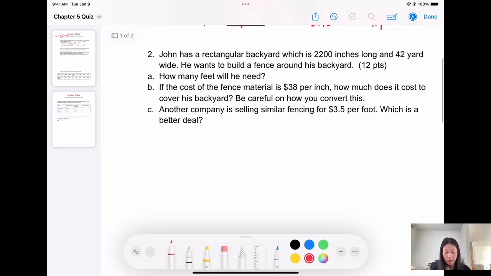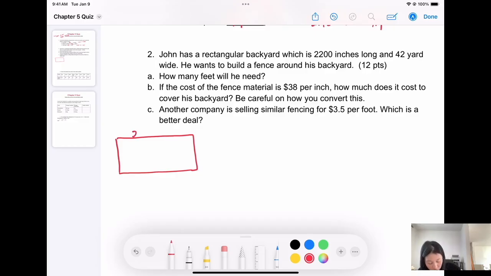Okay, second one. John has a rectangle backyard which is 2200 inches long and 42 yards wide, and he wants to build a fence around his backyard. So this is a geometric problem. When it comes to a geometric problem, the first thing you want to do is draw the graph. We are drawing a rectangle, and then label the measurements, which is 2200 inches for the length, and 42 yards for the width.